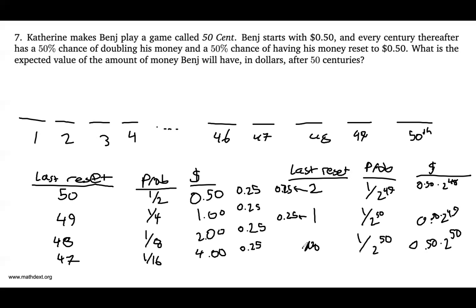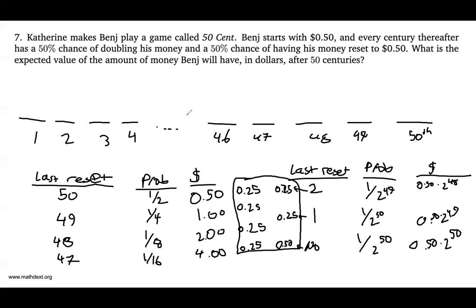If there's no reset at all, if he just doubles his money 50 times, this is a little different. It is 50 cents, but the reason is because you did not have this probability. And so you just end up with 1 over 2 to the power 50 times 0.5 times 2 to the power 50. Now, all that's left to do is to sum all of these expected earnings, because that's how you calculate expected value.